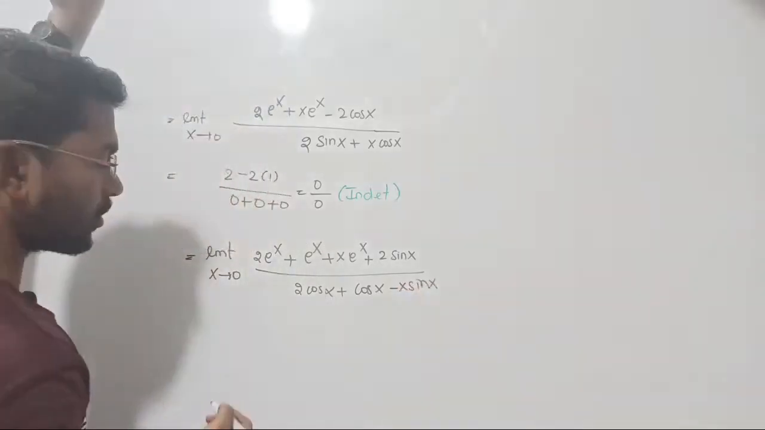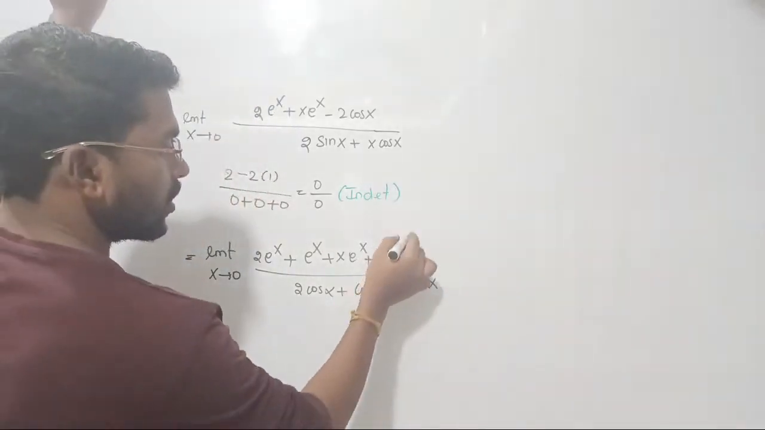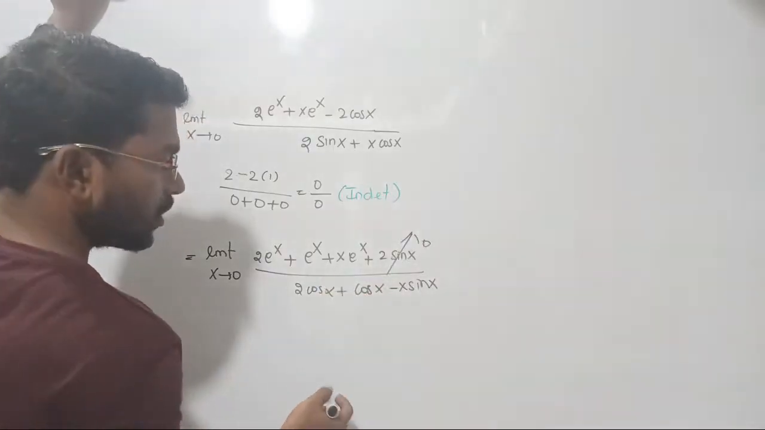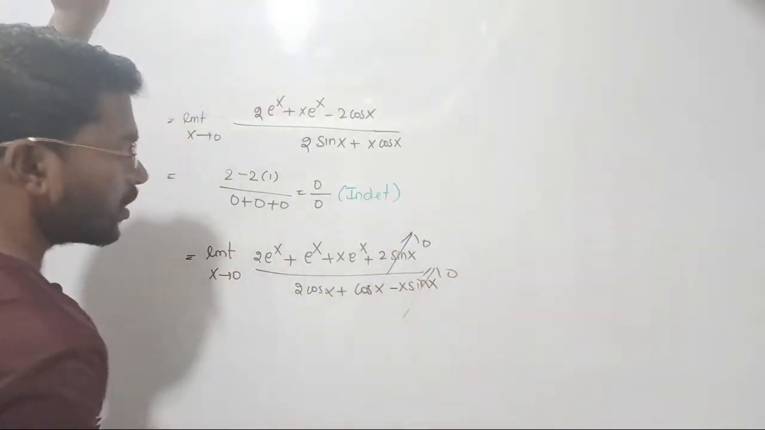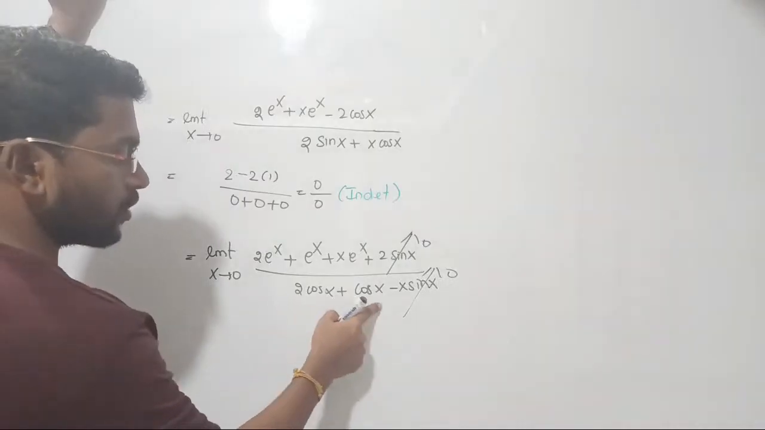Now if I substitute x equal to 0, then what happened? This total term will be 0. If I substitute x equal to 0, then this total term is 0. If I substitute x equal to 0, then 2 plus 1 will become 3, right?